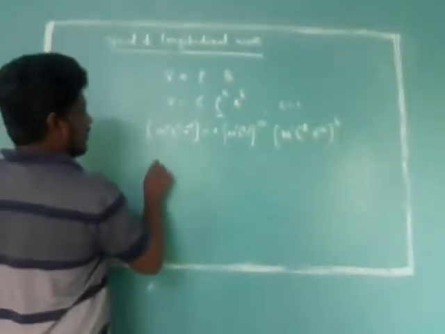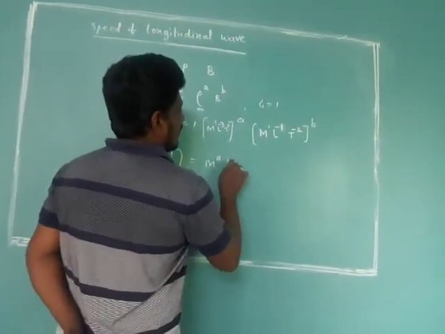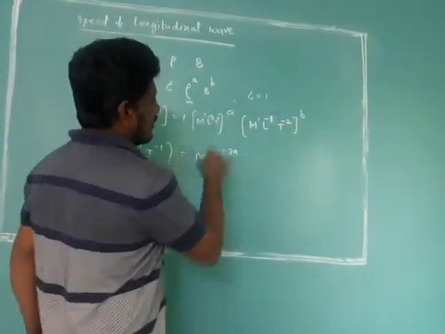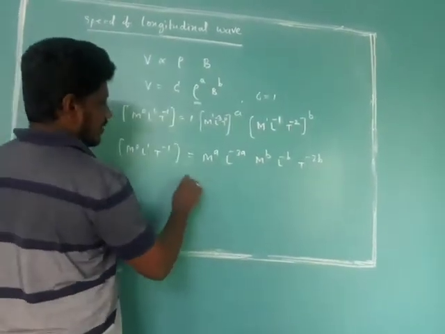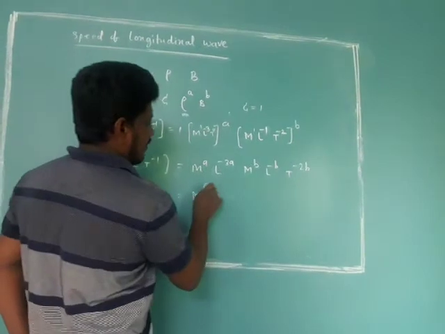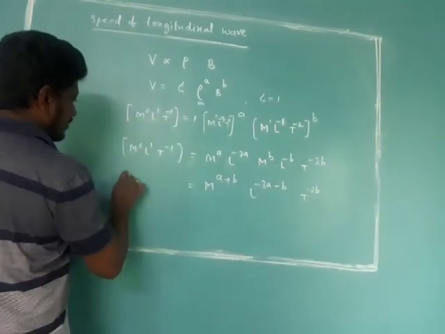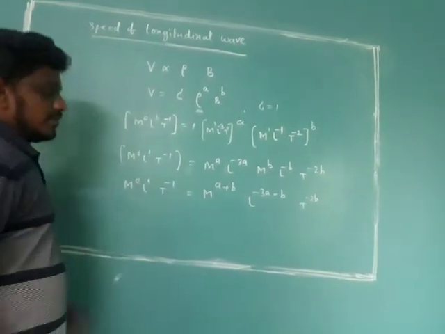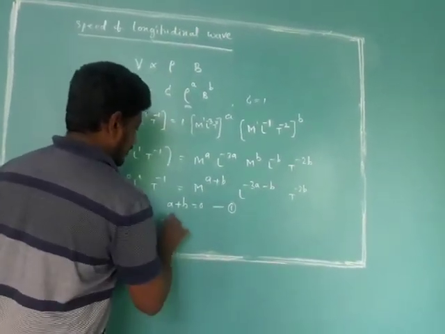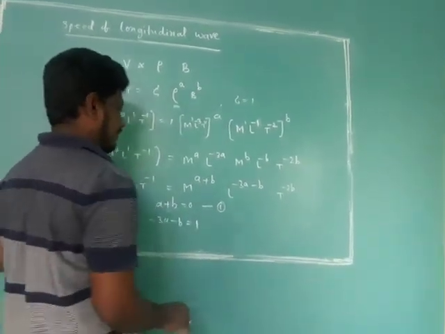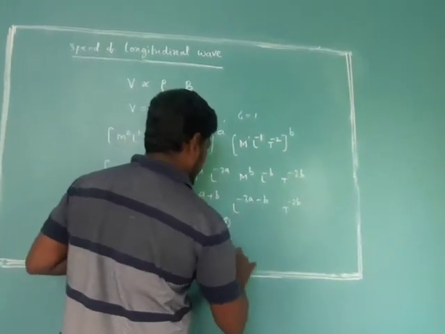Now M power 0, L power 1, T power minus 1 is equal to M power a, L power minus 3a, times M power b, L power minus b, T power minus 2b. Now you can add the powers, bases are same: M power a plus b, L power minus 3a minus b, T power minus 2b. Left side M power 0, L power 1, T power minus 1. Both sides bases are same, so you can equate the powers. a plus b equals 0, equation 1. Minus 3a minus b equals 1, equation 2. And minus 2b equals minus 1, the minus signs cancel, equation 3.